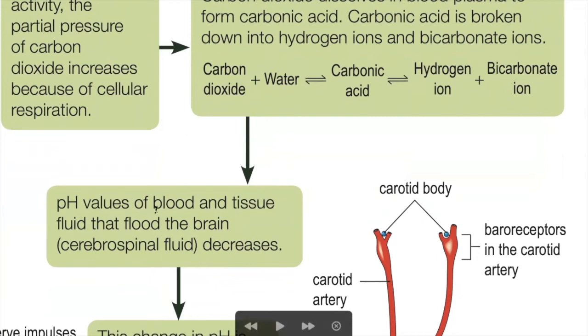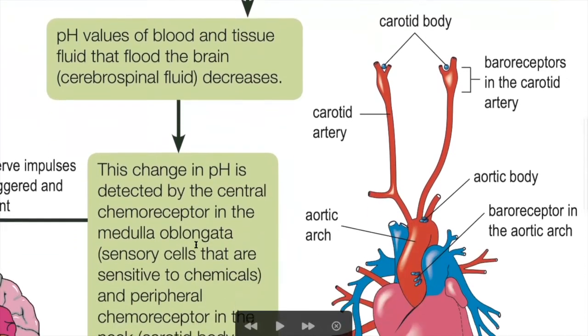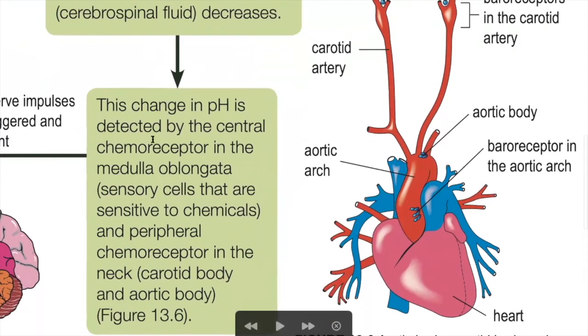Cikgu, kenapa pH value of blood tu decrease? Sebab apa? Ada hydrogen ion. Awak belajar tak chemistry? Kalau lebih banyak H+, contohnya hydrochloric acid. Kan ada H+ ataupun hydrogen ion. So kehadiran hydrogen ion itulah menyebabkan pH dia turun. Okay. So when there are more hydrogen ion, this will drop the pH value of the blood and tissue. So tengok. The change in pH is detected by central chemoreceptor in the medulla oblongata.